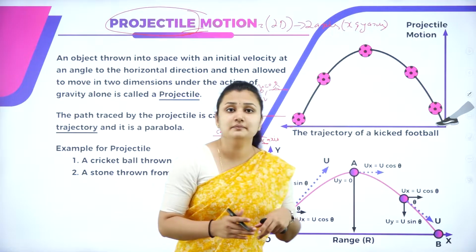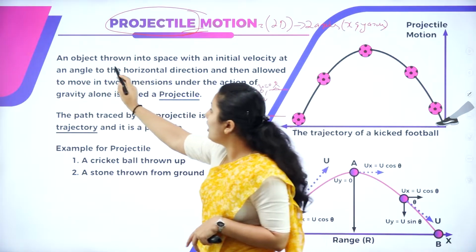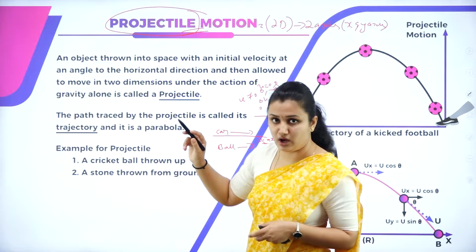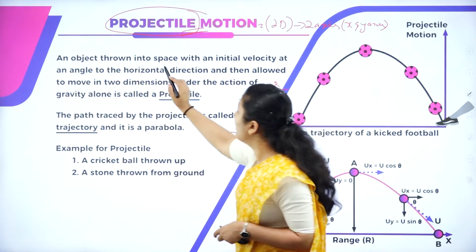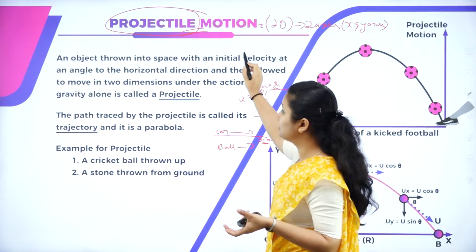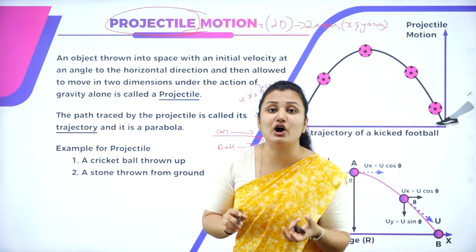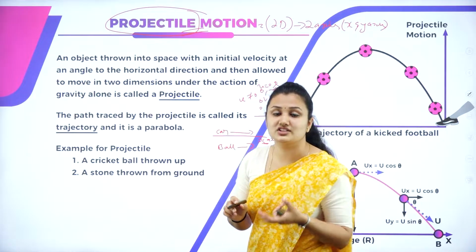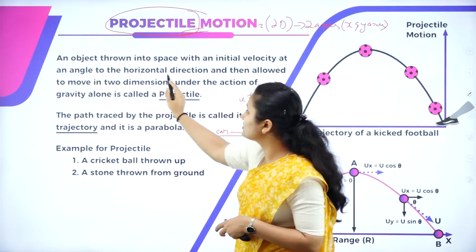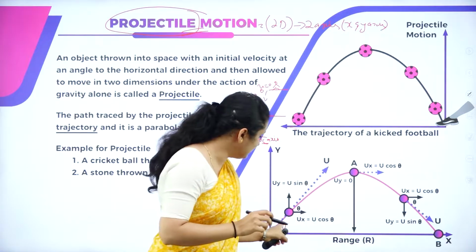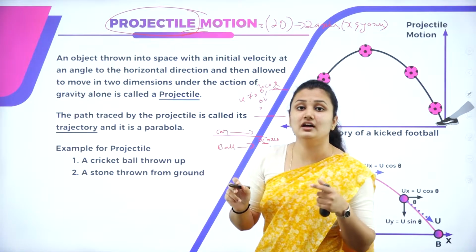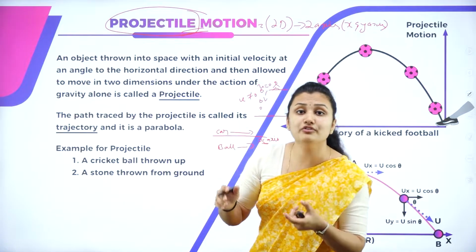This is what we have written here. An object is thrown into space with an initial velocity at an angle. To throw it into space, I am applying some initial velocity. This initial velocity u is also called the velocity of projectile. It makes an angle theta to the horizontal direction, and this angle theta is also called the angle of projectile.